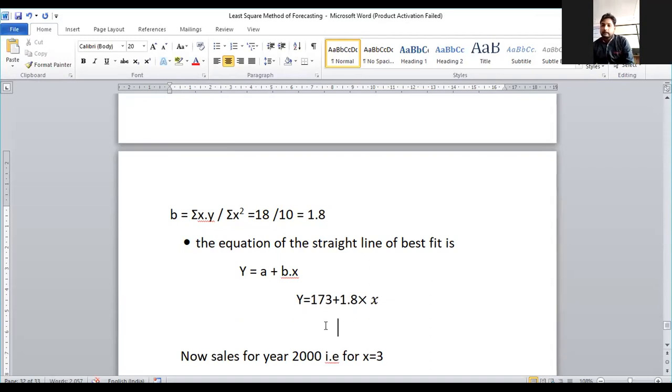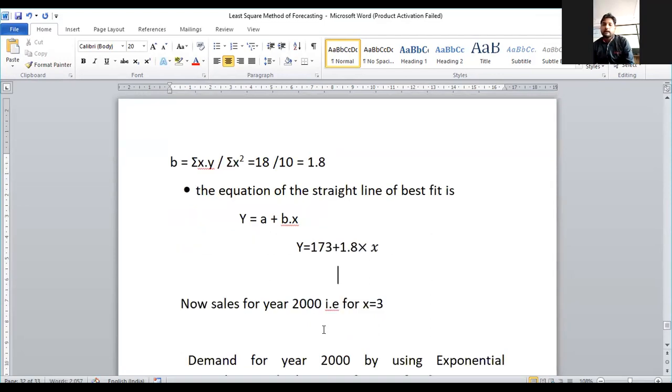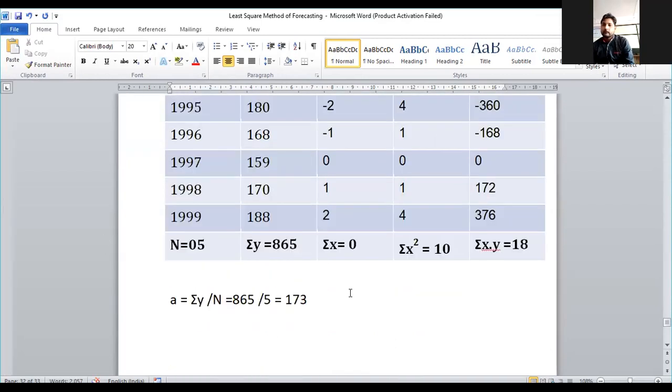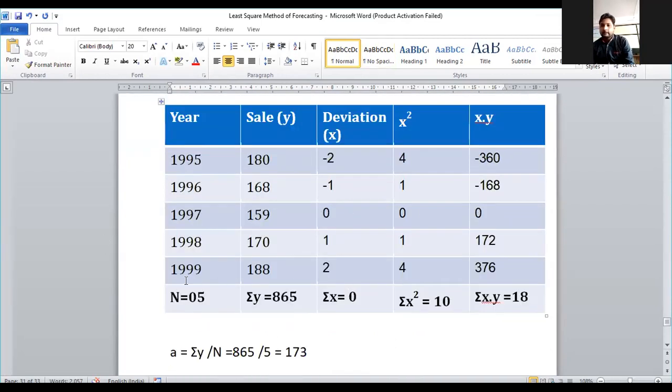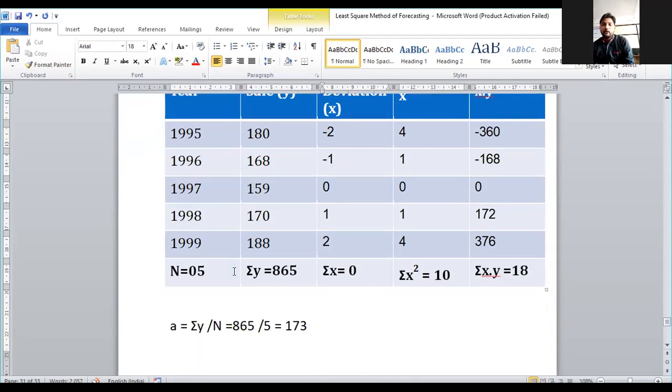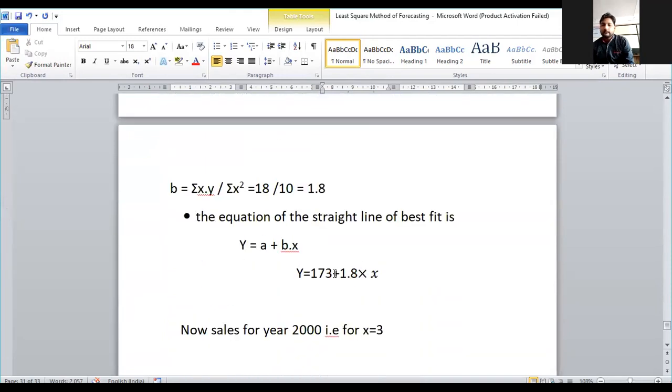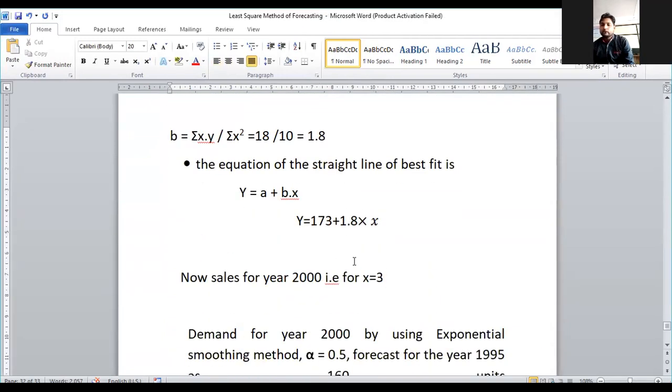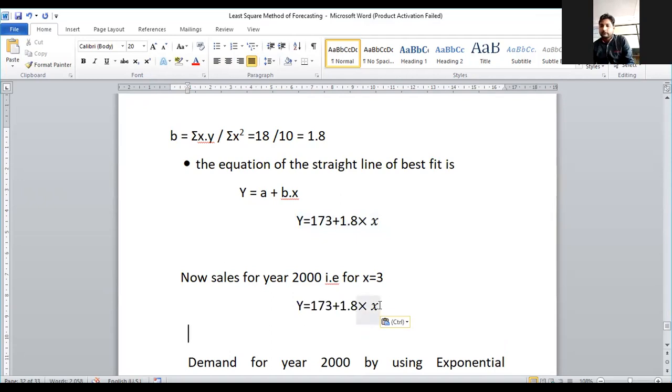Now the next output: we need to calculate the forecasted demand for the year 2000. Now here once again check the deviations. So after 1999, the next year is 2000. For the 1999 year, we have provided the deviation 2. So what will be the deviation for the 2000 year? Obviously it will be equal to 3. So x is equal to 3. Just put this x equal to 3 in this line equation and calculate the y.